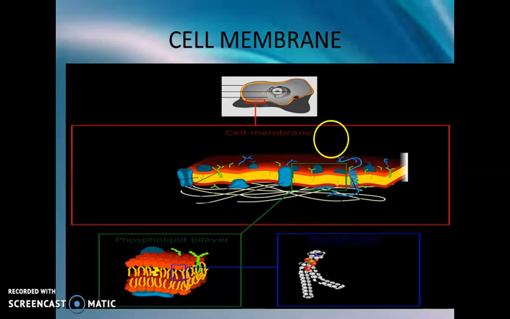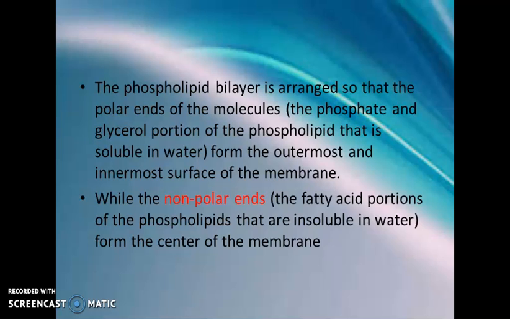This is another diagram of the phospholipid bilayer. This is the outer layer and this is the inner layer. The green ones are called phospholipids. The phospholipid bilayer is arranged so that the polar ends of the molecule, shown in the outer layer, which have the phosphate and the glycerol portion of the phospholipid, are soluble in water and form the outermost layer.